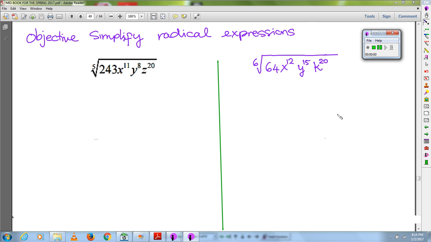The objective for this video is to simplify radical expressions. Now, before we begin, we are going to review quickly.